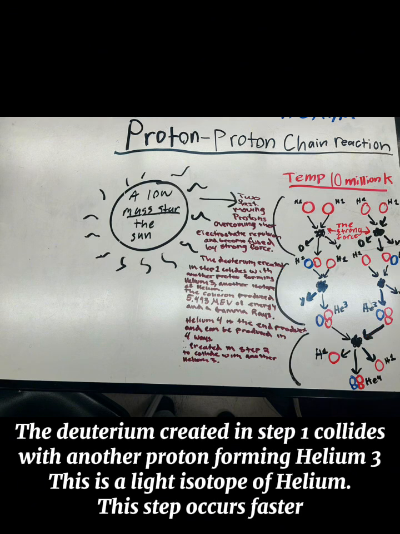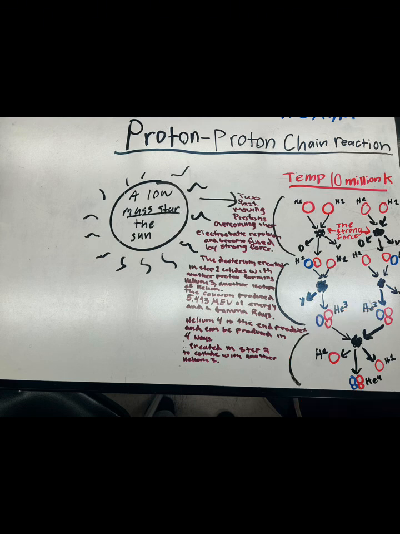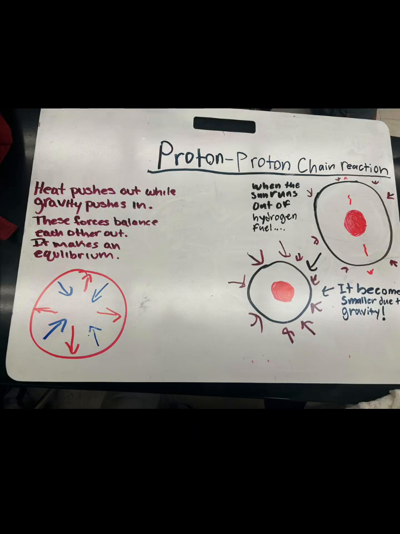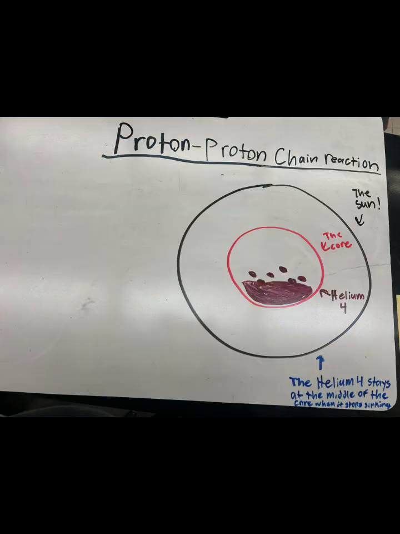This step occurs faster. Helium-4 is an end product of the proton-proton chain reaction. This process occurs in the core of a star. Outward forces are from the fusion, while inward forces are from gravity. When fuel runs out, the core cools, ending hydrostatic equilibrium.